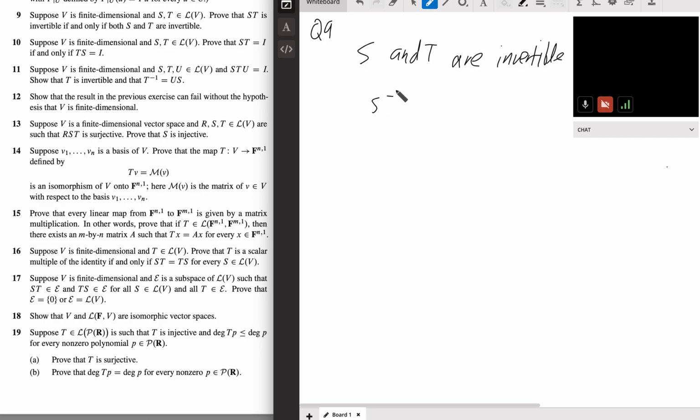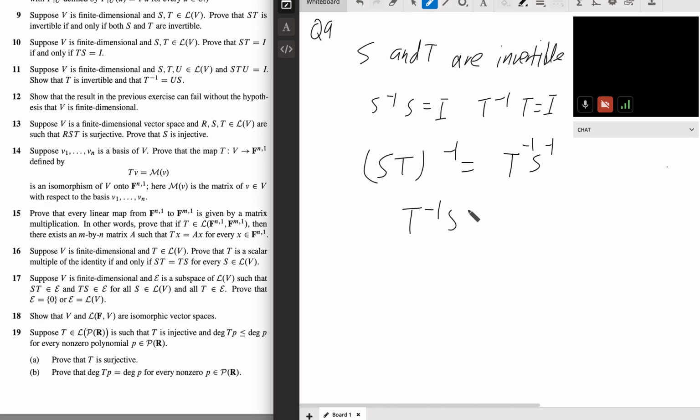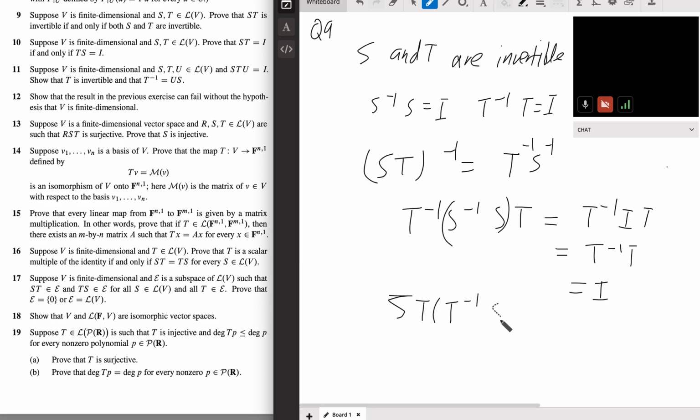So if S and T are both invertible, I think this side is not too hard, because then what you know is, let's say S inverse S is equal to I, T inverse T is equal to I, and ST inverse is just equal to TS. This reason is because of something like this, right? Oh wait, yeah. And you can also do the other way around for the left inverse.